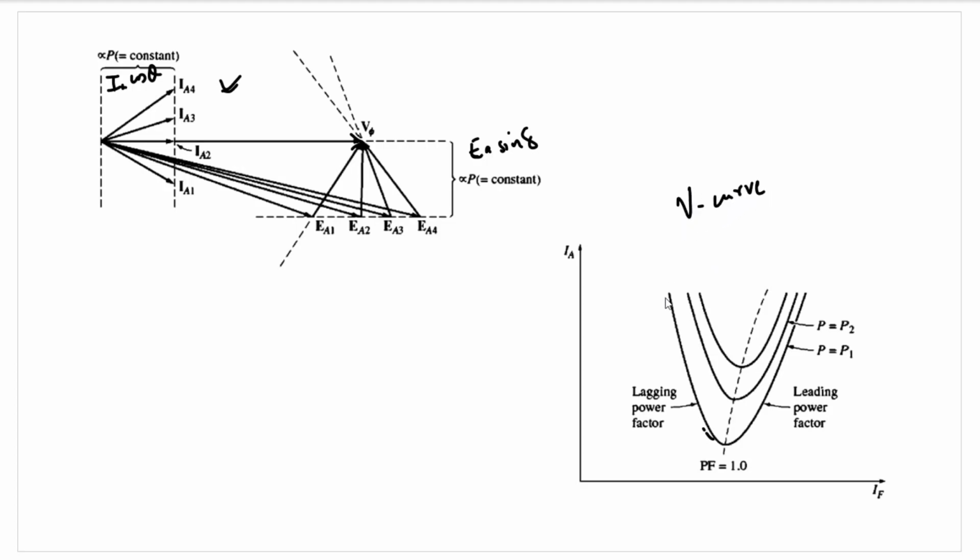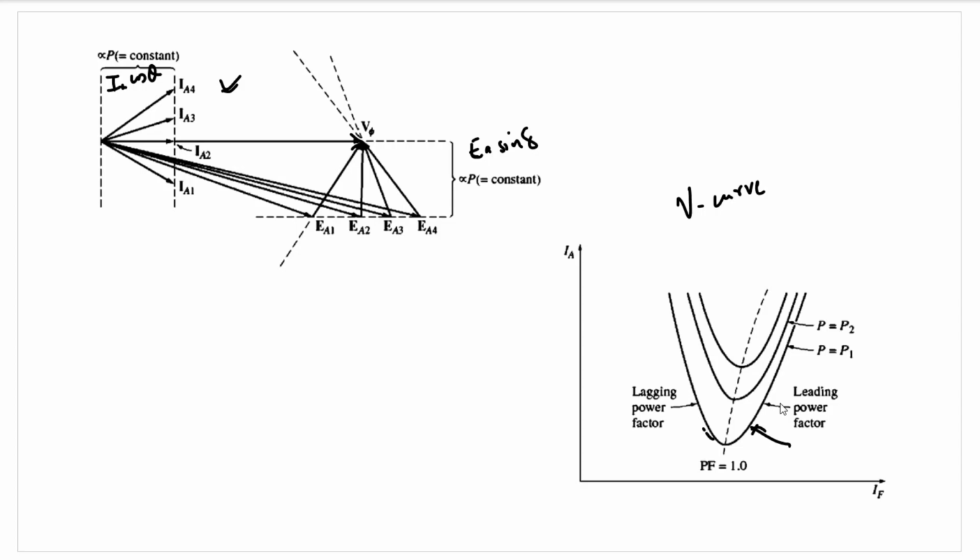We are getting a V-shaped curve where we are seeing that IA decreases with respect to field current in the lagging power factor region. It has its minimum value at power factor equal to 1, and then it starts increasing. Now if we change the power, for different values of power, this is corresponding to a lesser amount of power, this is corresponding to a greater real power. So the curve will shift upwards.